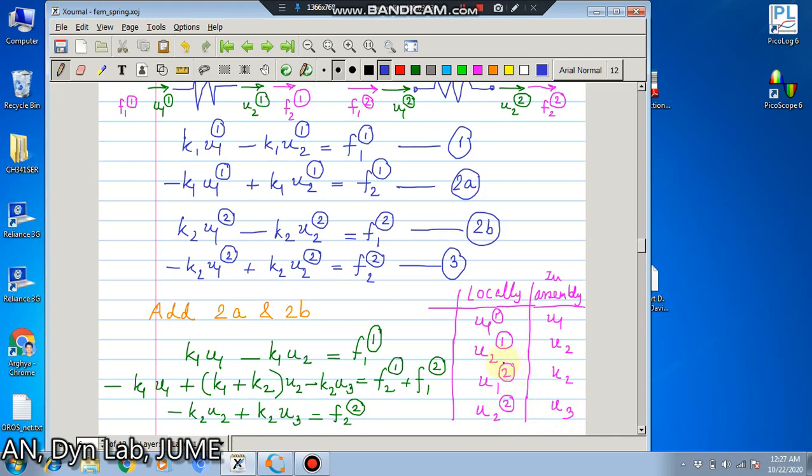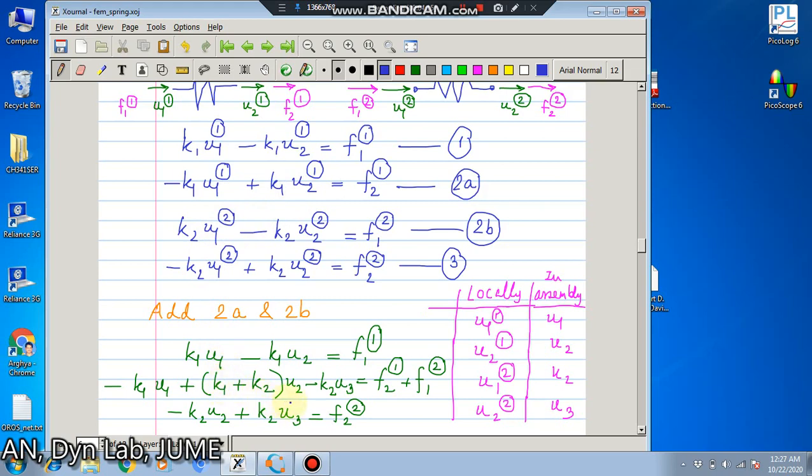This encircled number is actually the element number, not a suffix. This encircled number is the element number. So U2 of 2 is U3. Now if you write this equation, then it will be K1 U1 minus K1 U2 equal to F1 of 1, and here minus K1 U1 plus K1 U2, because U2 of 1 is U2, and U1 of 2 is also U2. So this and this will get added up.